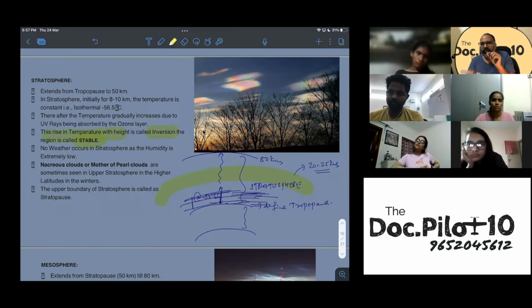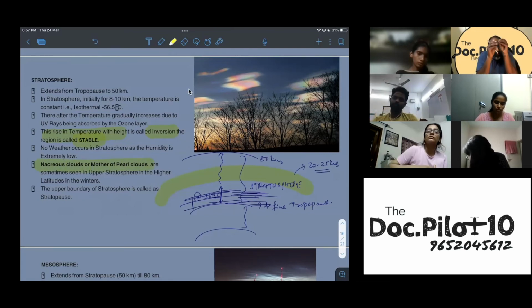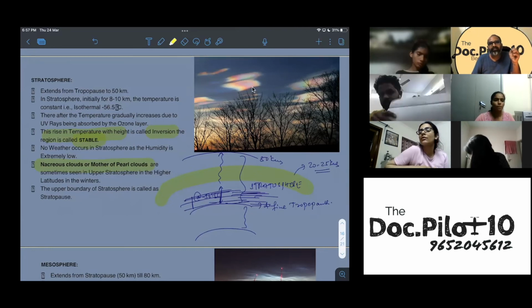So as Sanisha said, it is negligible, but still 1% is there. Correct, Sanisha? So that sometimes will lead to the formation of clouds in the stratosphere also. Those clouds are called nacreous clouds or mother of pearl clouds. It looks like the light diffusing from a pearl. From a pearl, light will become like 7 colors. Correct? It looks pearly.